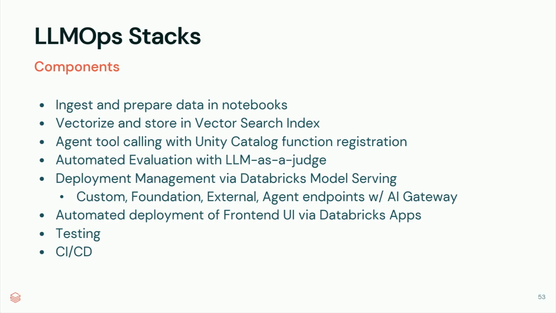So custom, foundation, external, agent, whatever endpoints you want to use with AI Gateway, all of that is available with model serving. All you have to do is switch out the model if you want to use a different one. We also use Databricks apps to automatically deploy the app to a front end, so you can have that entire thing from code all the way to deploying a nice app that you can share with customers right out of the box. You can initialize that and get started right away, as well as having some testing and CI/CD to make sure the entire thing is governed fairly well.